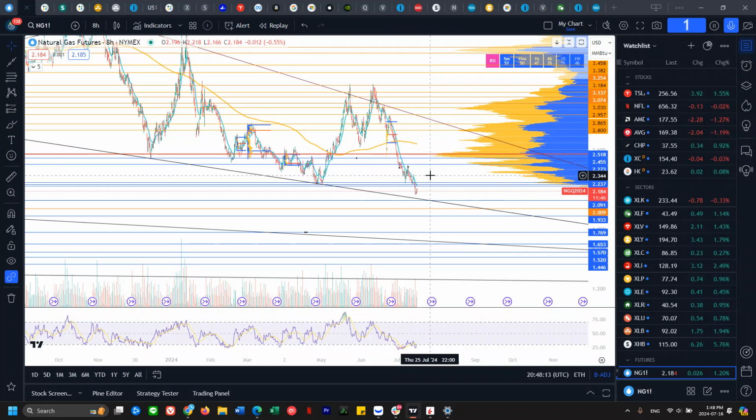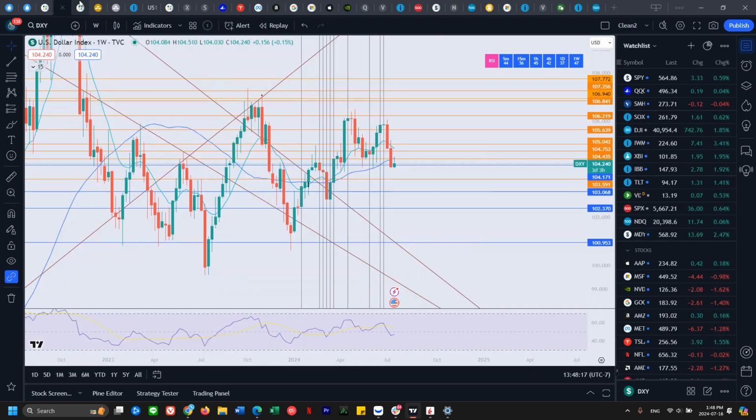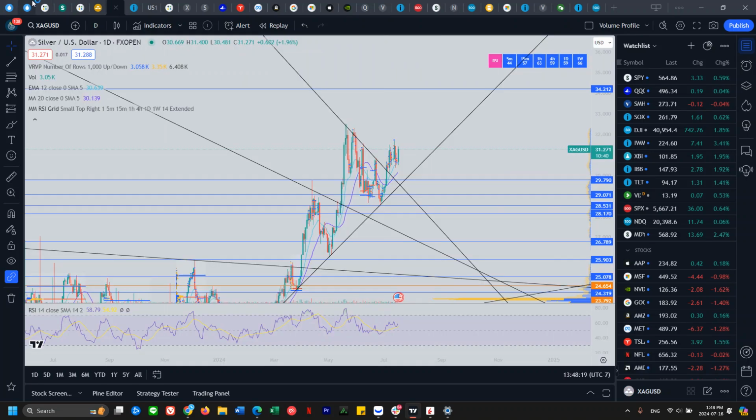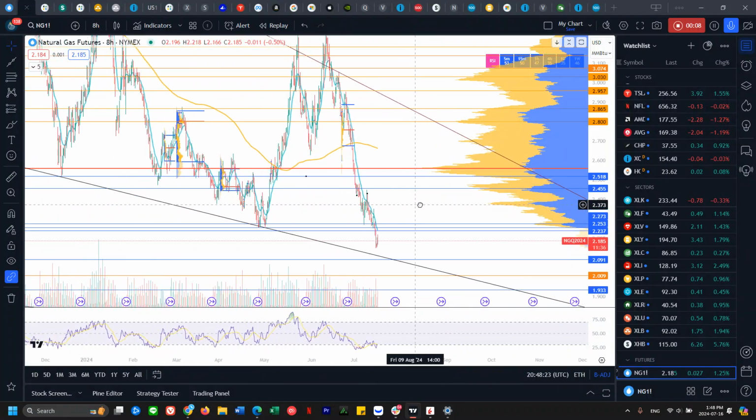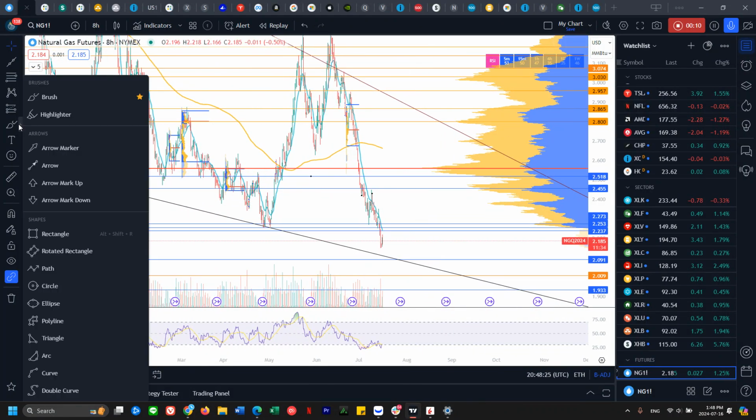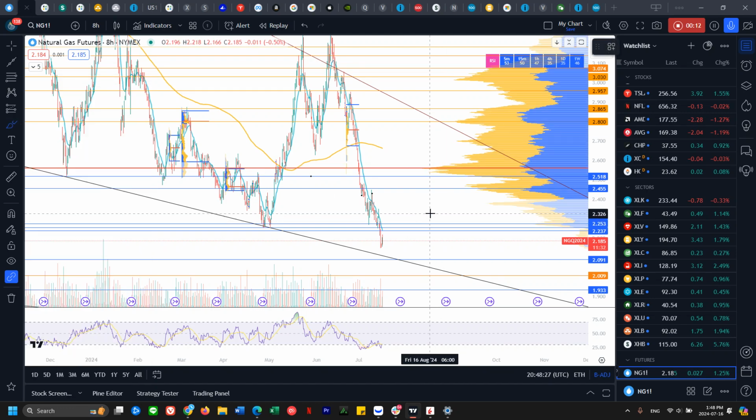Good afternoon, commodities traders. Welcome back to technical analysis on natural gas, UNG, US dollar, gold, and silver. This is where we keep technical analysis simple and as easy to understand. Let's take a look at the support and resistance levels as well as levels potentially to play off of.